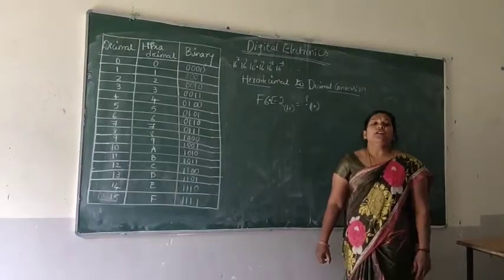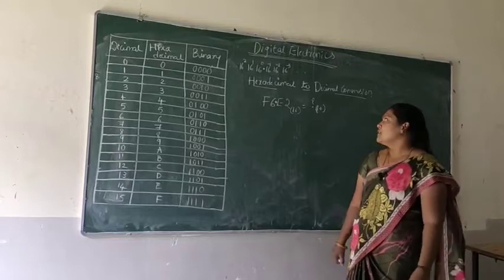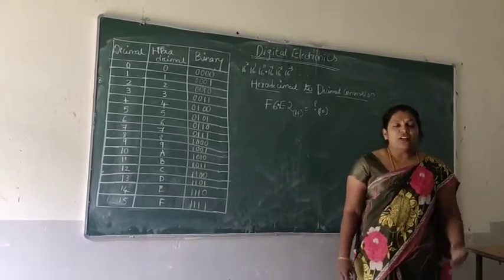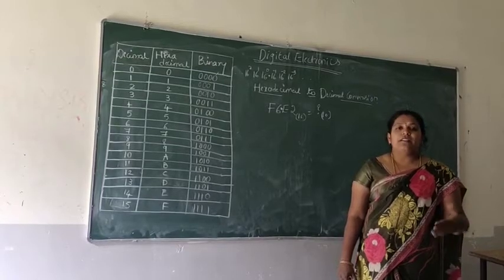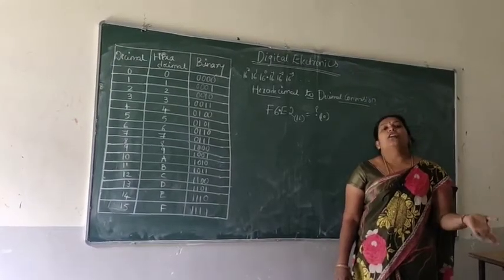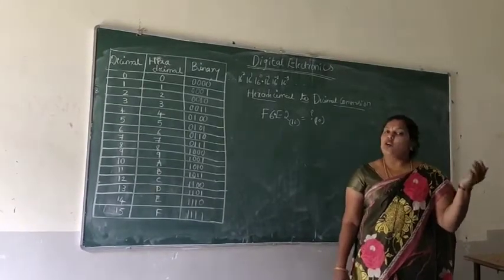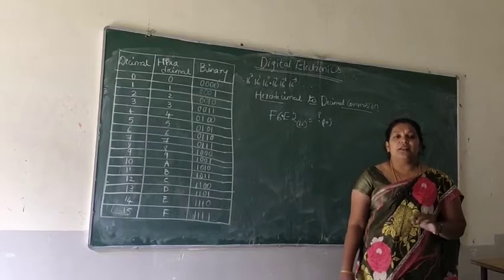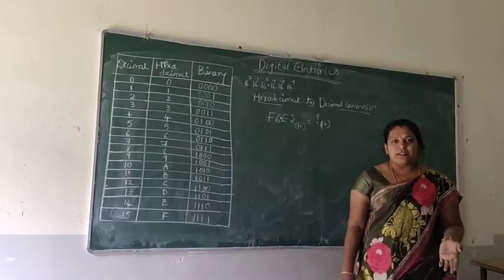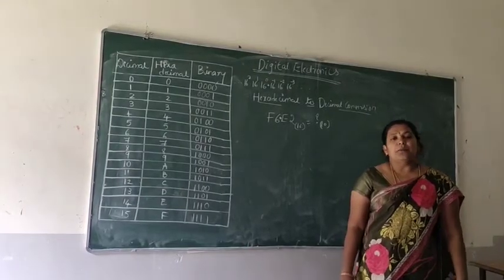Everyone, today we are going to discuss the hexadecimal to decimal conversion. Previously we discussed the conversions from decimal to binary, binary to decimal, octal to decimal and decimal to octal, then octal to binary and binary to octal. Now we are going to convert a hexadecimal number into the decimal number system. Later on we will convert from the decimal number system to the hexadecimal number system.